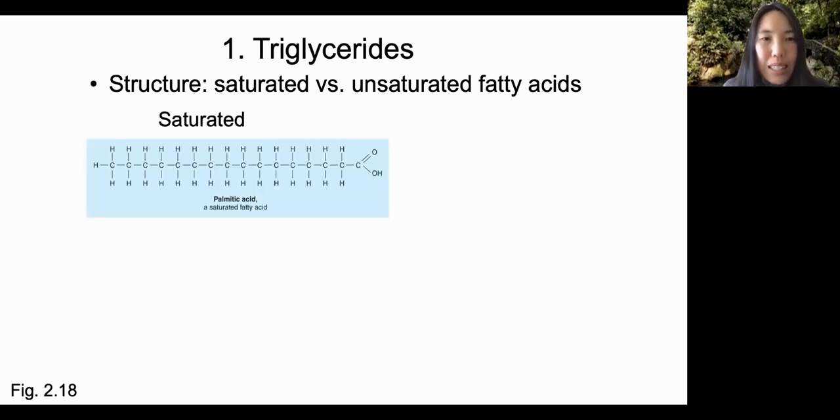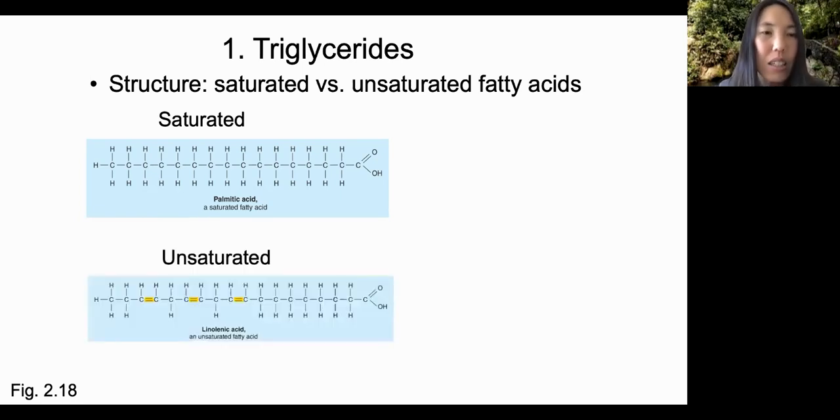The fatty acid that is saturated is a long chain of carbon molecules that are bonded with a single bond. The reason why it's saturated is because it has the maximum amount of hydrogen atoms attached because of the single bond.